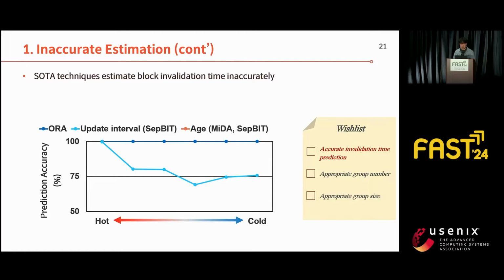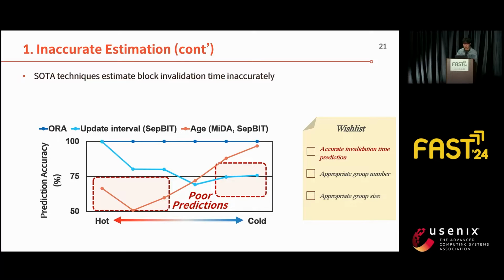However, the update interval methods reveal lower accuracy for colder blocks, and conversely, the age method shows lower accuracy for hotter blocks. So we found out that current techniques fell short of meeting the first requirement for optimal data placement.